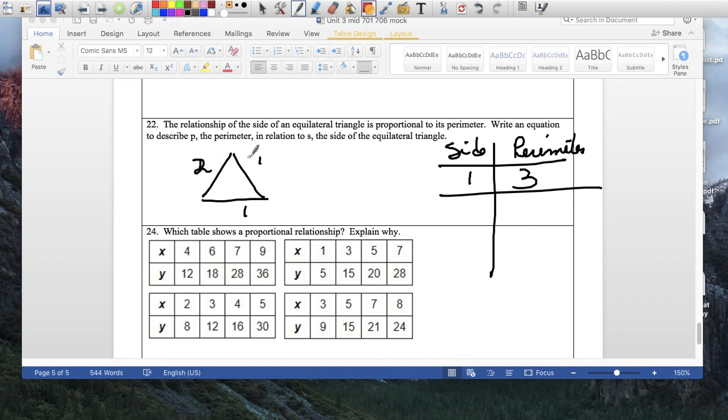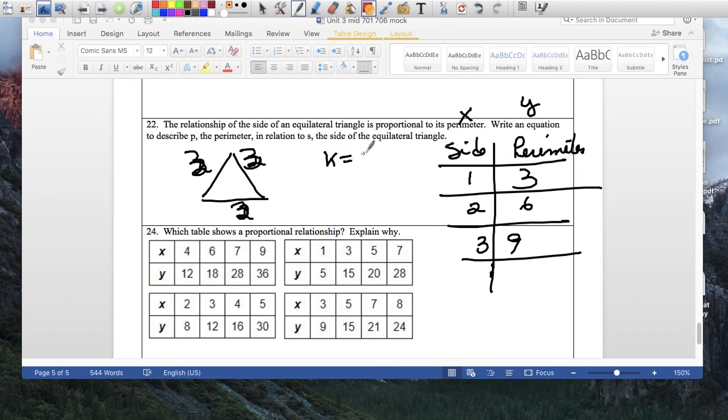When the side is 2, the perimeter is going to be 6. When the side is 3, and each side measures 3, I'm going to get 3 plus 3 plus 3, which is 9. You can stop right here because you can tell that there is a relationship here. It's a times 3 relationship, right? Times 3, times 3, times 3. So if I were to write an equation for this, this is going to be my x and this is going to be my y.